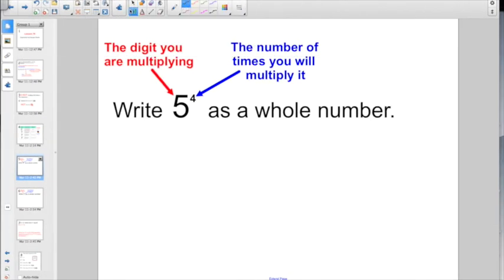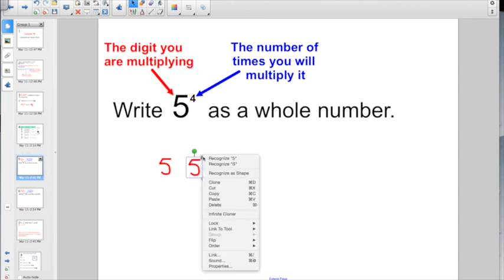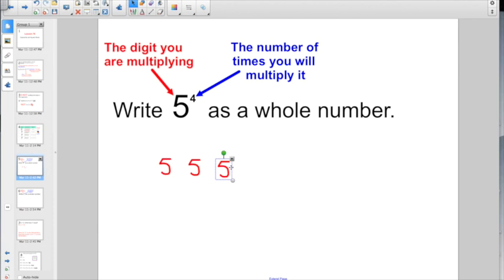So you might run into some questions from here on out like this. Write 5 to the fourth power as a whole number. So remember, the base means the number we are multiplying. The exponent is how many we are multiplying. In this case, we're going to need 4 of them, aren't we? So I'm going to go 5 times 5 times 5 times 5. 5 to the fourth power means we are multiplying 5 4 times, right? 5 times 5 times 5 times 5.